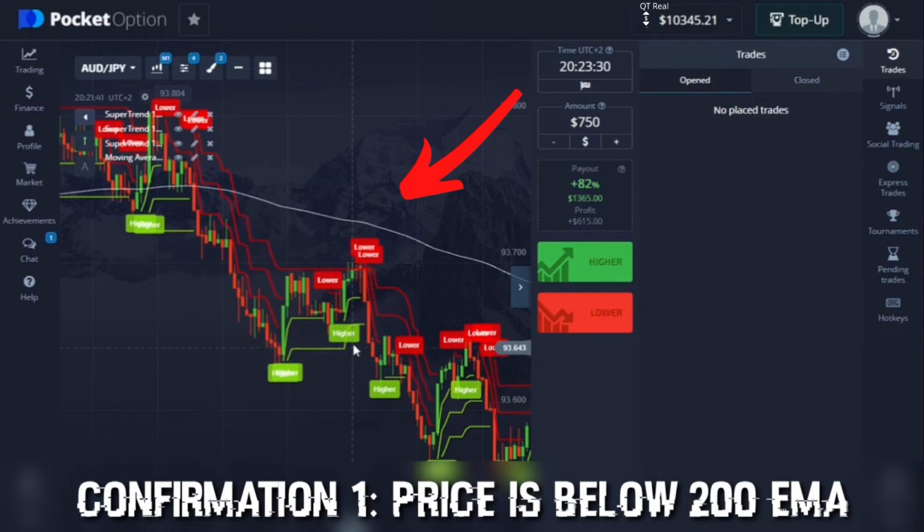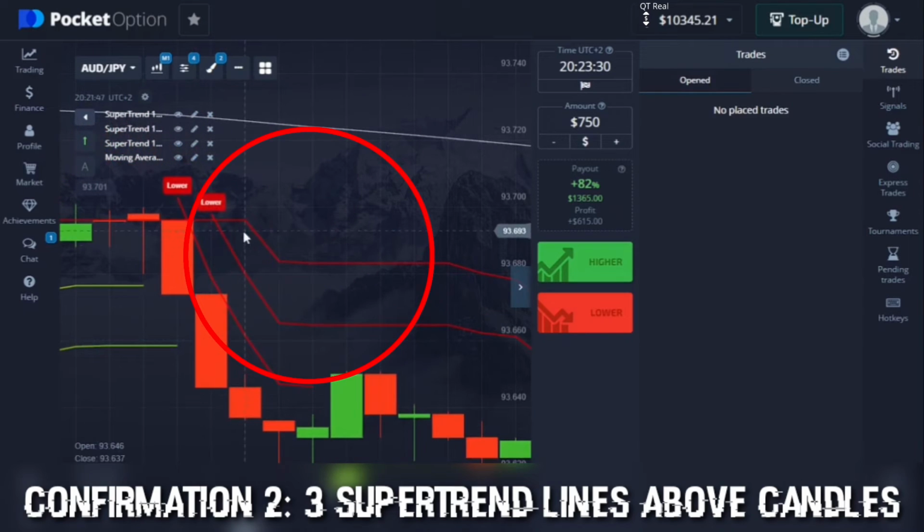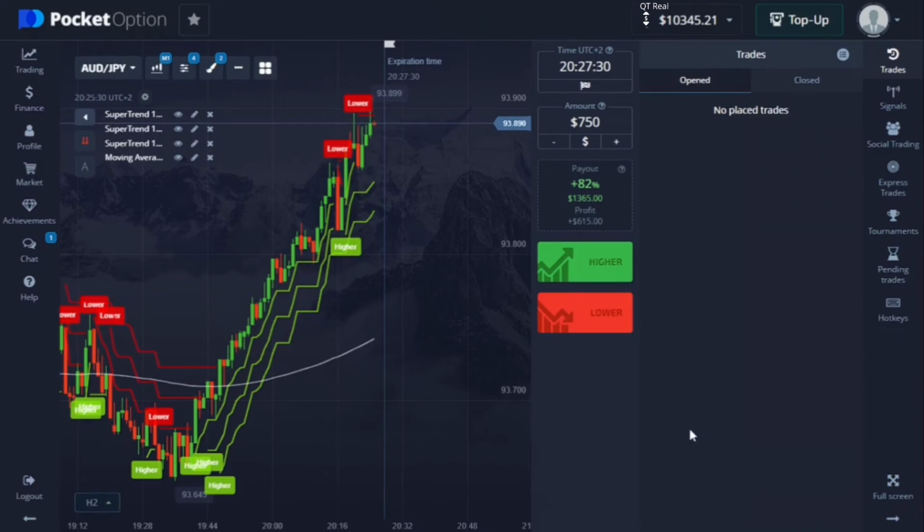Moving on to our second example we have here on Australian dollar to Japanese yen. As you can see, we've got our first confirmation. The price is trading below the 200-day moving average. And here we've got our second confirmation. As you can see, all three red lines appear above the candlesticks, indicating that we should sell. So we'd be opening a position on the opening of this candle over here, and the position would have closed on this candle over here. And again, that would have been another profitable trade. And that's how simple it is to trade this strategy. It's straightforward, it's easy. As long as you're disciplined and you stick to the rules, you will be profitable.